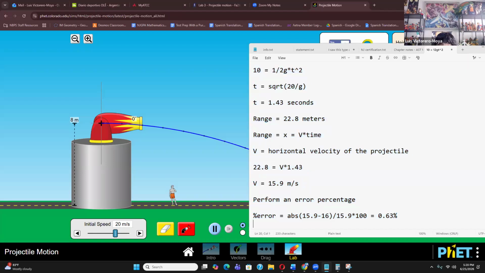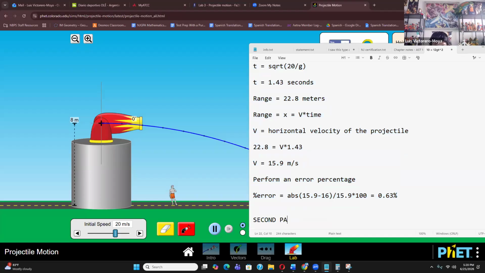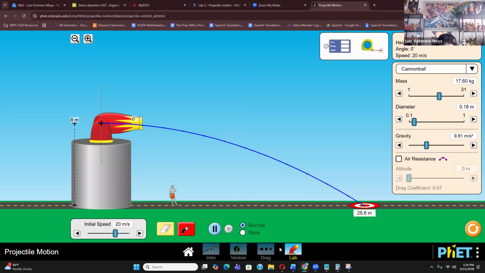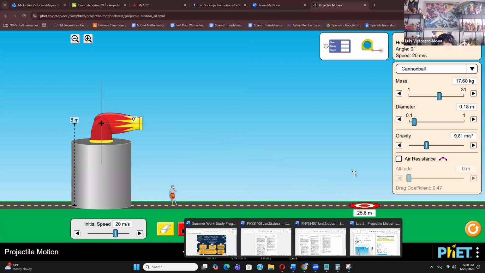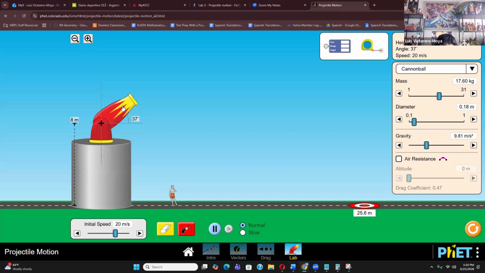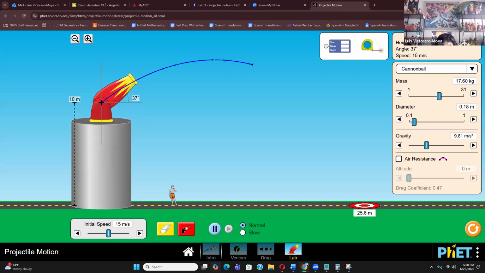The second part. Now you're going to do an angle. And it says in the instructions that the angle has to be between 30 and 60 degrees, and the velocity should not be less than 10 meters per second. So you can do this. 10 meters the same. 15. That's so you can do that. See that? Oh, great.